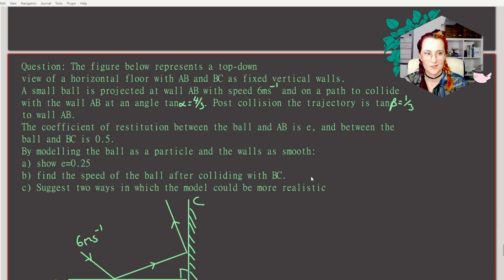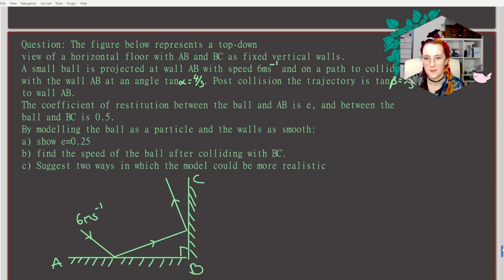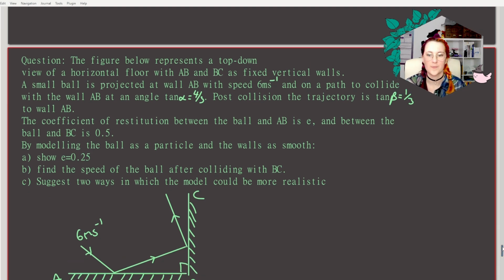Okay, so the figure below represents a top-down view of a horizontal floor with AB and BC as fixed vertical walls. Can I get away with it there? Yeah. A small ball is projected at wall AB with speed 6 meters per second, and on a path to collide with the wall AB at an angle tan alpha is 4/3. Should note that that one is alpha, that one is beta. Post-collision, the trajectory has tan beta is 1/3 to the wall AB. The coefficient of restitution between the ball and AB is E, and between the ball and BC is 0.5.